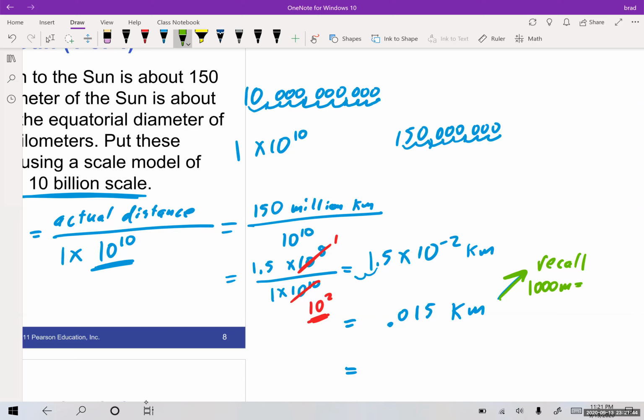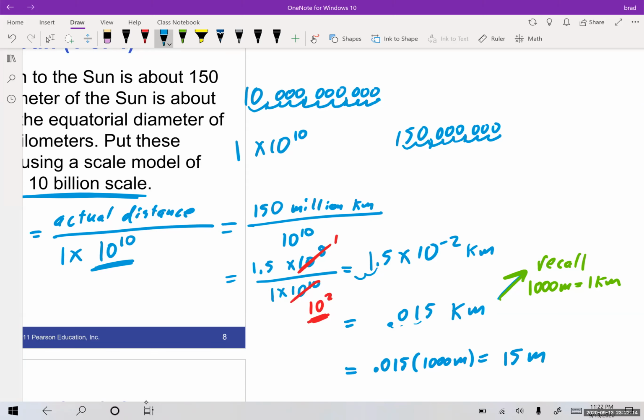1,000 meters equals 1 kilometer. So this is from our conversion section. That means I have a kilometer right here. I can rewrite that as 1,000 meters if I wanted. So this would actually turn out to be 0.015 times 1,000 meters, which would equal, what is that, 15?